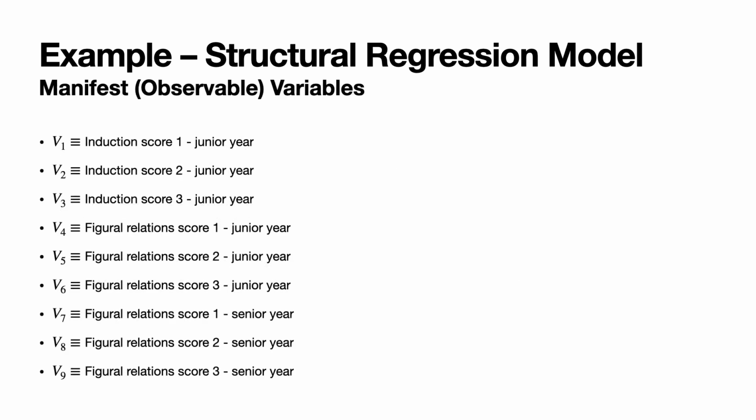Here are the manifest variables. V1, V2, and V3 are the junior year induction scores 1, 2, and 3 respectively. V4, V5, and V6 are the junior year figural relation scores 1, 2, and 3 respectively. And finally, V7, V8, and V9 are the senior year figural relation scores 1, 2, and 3 respectively.